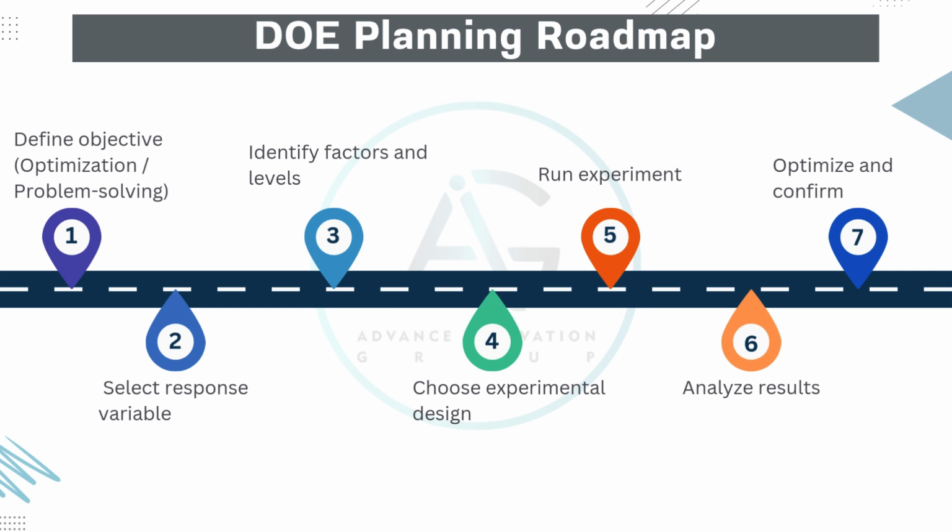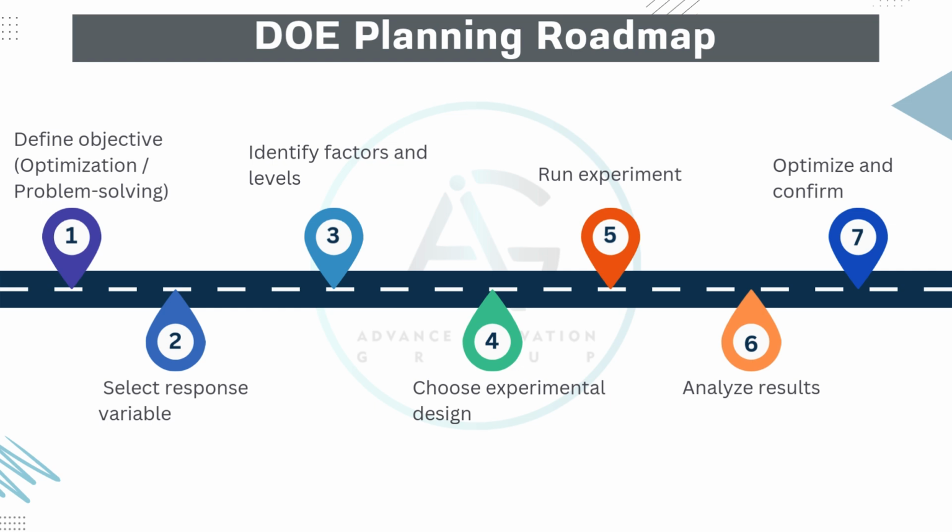Choose experimental design. Based on the number of factors and levels, we choose the right design, such as full factorial or fractional factorial, to efficiently explore combinations. 5. Run experiment. Once the design is set, we conduct the experiment by following the planned runs and collecting the response data accurately.